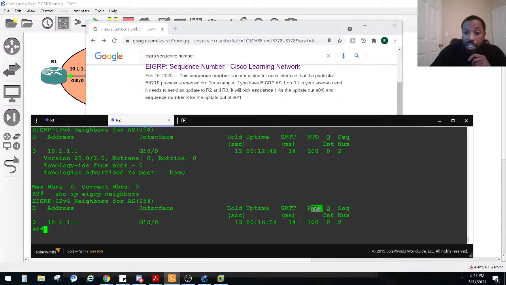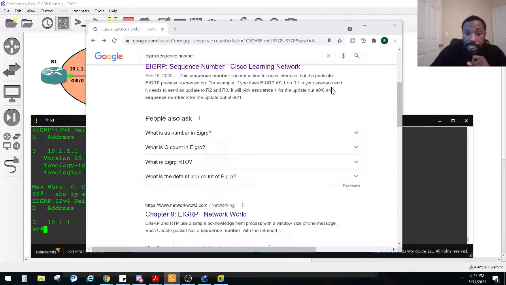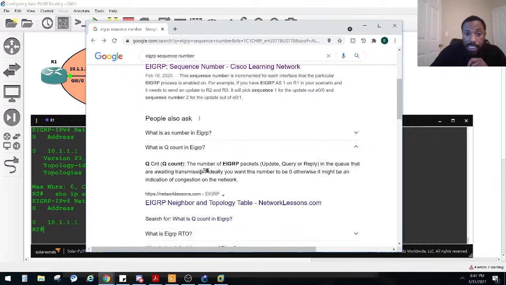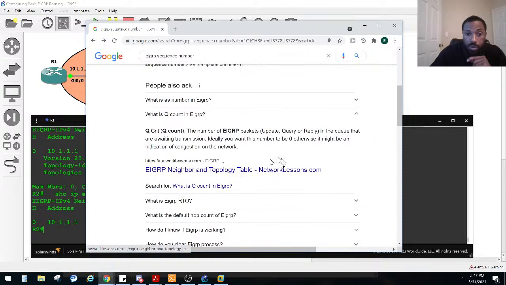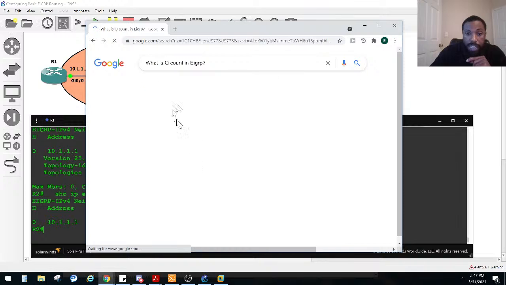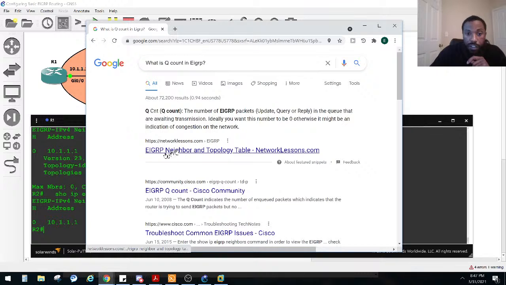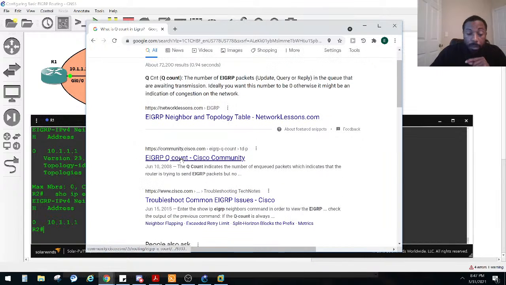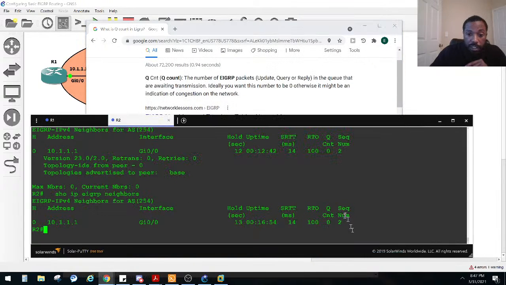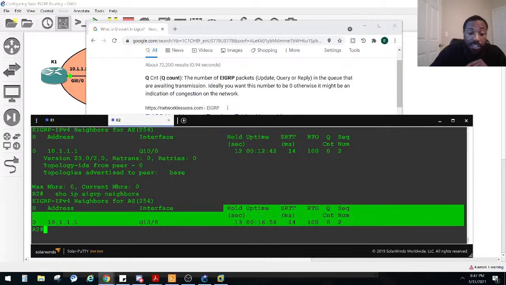What else? RTO is the retransmission timeout. Q count is the query count, or how many in the queue. And then sequence number is the sequence of that packet, I believe. Can't even remember. But anyways, this is going to be some off-stream studying that I'm going to do to memorize. You don't necessarily have to memorize all of this other stuff for the CCNA exam, but me, I like to do a deep dive and know what each of this stuff means. So that's pretty much it, man.